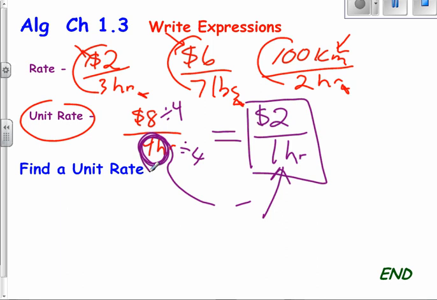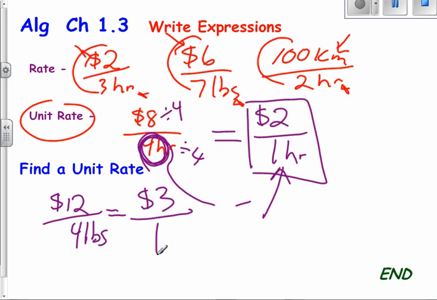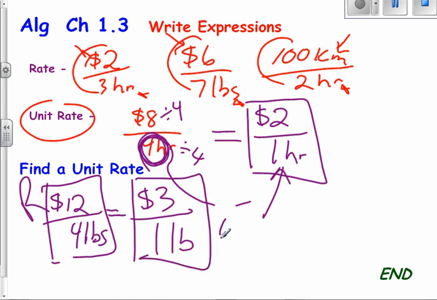And all you did is, whatever that denominator is, divide both the numerator and denominator by that actual denominator. Okay? Another example, there was a bag of oranges, and they cost $12 per 4 pounds, and they want to know what the cost is per 1 pound, which is the same thing as finding a unit rate. Divide both numbers by 4, and you would actually get $3 per 1 pound. Okay, so this is my rate, and this would be a unit rate.